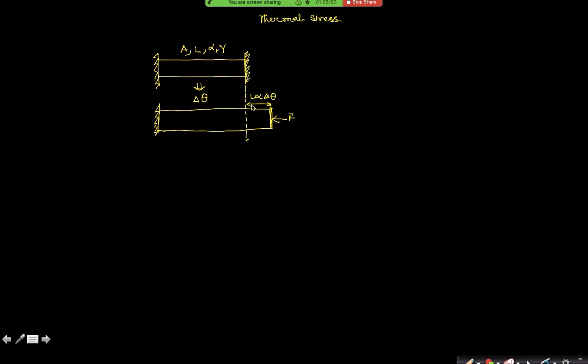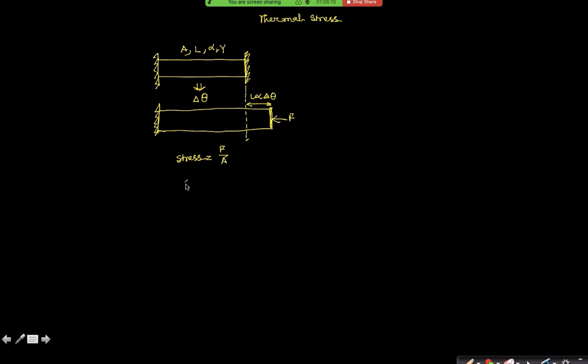Yes, it will increase. It is in equilibrium, no? Yes, always it is in equilibrium. Forces. So what can I say about that stress? Can I say there is a stress developed inside the rod due to this temperature rise? Yes, sir. And that stress is equal to F divided by A, right?